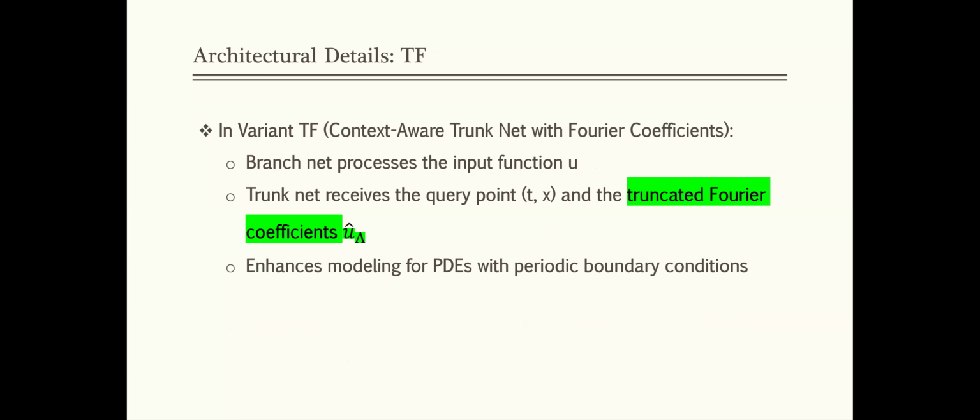Then in this variant called TF, the branch network still processes the input function U. The trunk network, however, now takes not only the query point T and X, but also the truncated Fourier coefficients of the input function. These coefficients provide a global frequency-based summary of the input function U. This is especially useful when the PDE has periodic boundary conditions. So this design allows the trunk network to be context aware. It can generate basis functions that depend on both the query point and the global information of the input function.